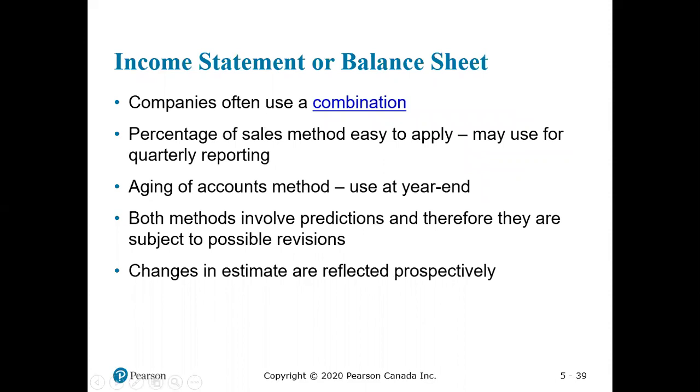Income statement or balance sheet, companies often use a combination of the two. The percentage of sales method is easy to apply, so maybe that's used for quarterly reporting, and then the aging of accounts method is used at year end. Both methods involve predictions, and therefore they're subject to possible revisions in the future. When you have a change in the estimate of what's uncollectible, that's reflected prospectively, which we went through in Chapter 3, since it's a change in estimate.